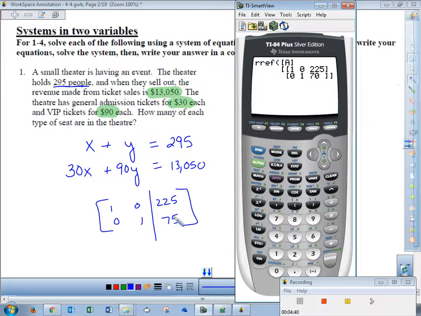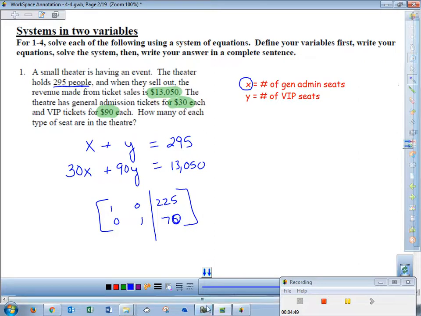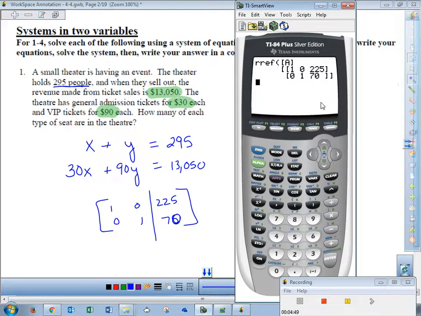Yeah, 70, sorry. My bad. So in that situation right there, okay, this is what we've done so far: we defined our variables, we wrote our equations, we let the matrix do the work for us, and we write this down. Now we just answer in a complete sentence.